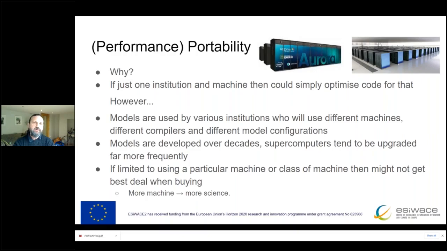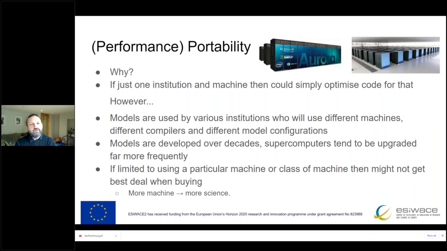But these days, and in fact it's been true for a long time, models are used by a number of different institutions. They're shared, and those people will be using different machines. They'll have different compilers, different configurations. So it's going to affect other people. If you optimize for your machine, you may actually not help people on their machines as well. So you need to worry about that.